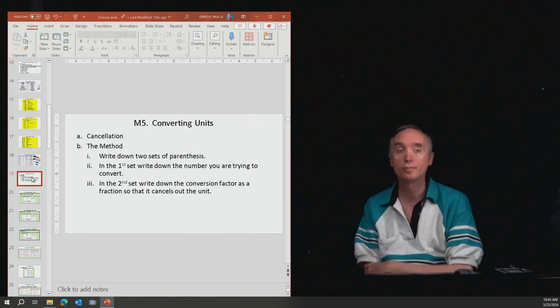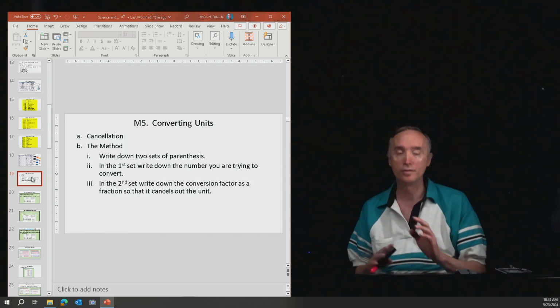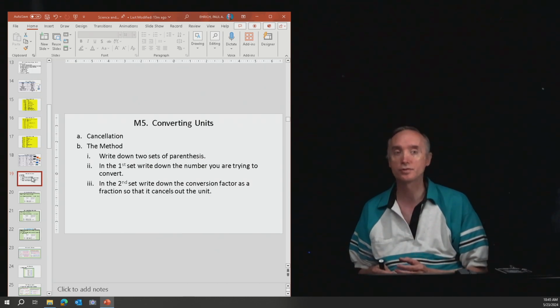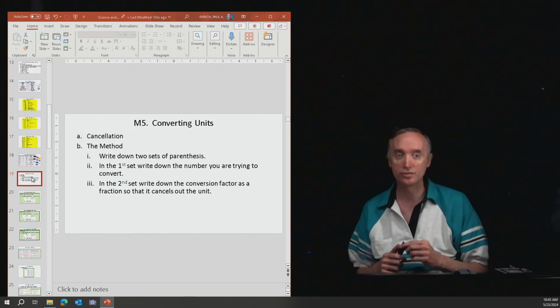Okay, so the next topic that we want to talk about is how to convert units. What we mean by that is converting from inches to feet, going from miles to kilometers, going from, in chemistry, from moles of a substance to grams of a substance. All of these different things can be accomplished by using canceling things. So let's do some examples of what I mean by canceling.